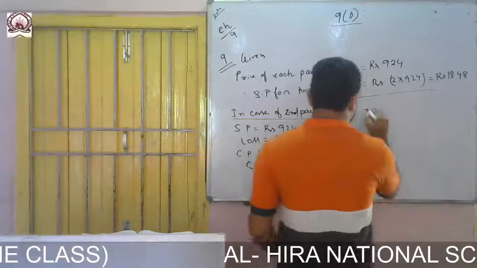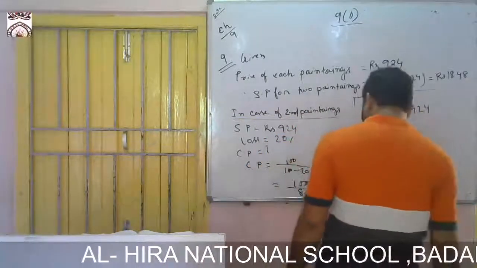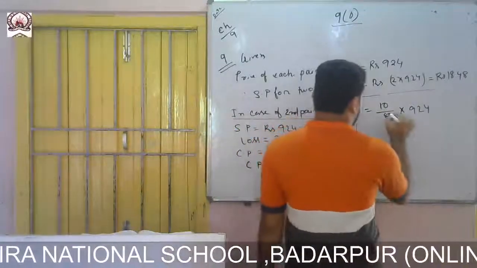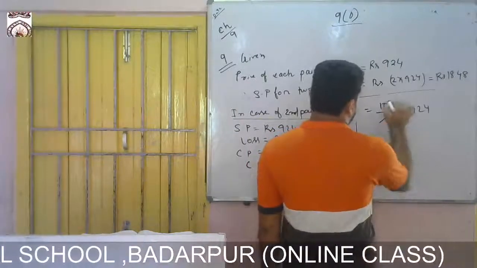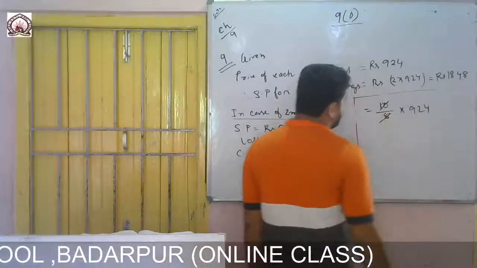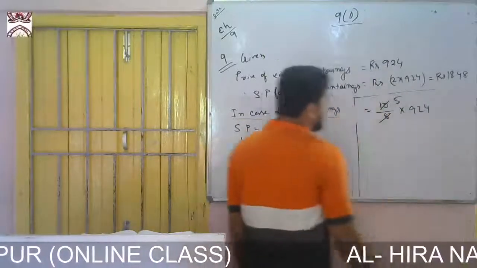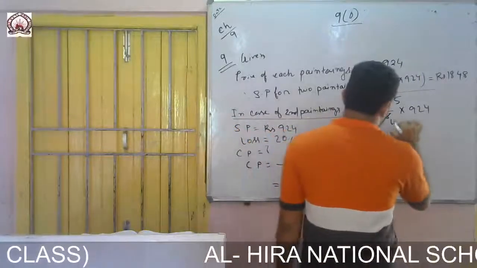So remain here 10 by 8 into what, 924. Now cancel with this one. If you cancel with this one, then what? 2 5s are, okay, 2 5s are and 2 4s are.